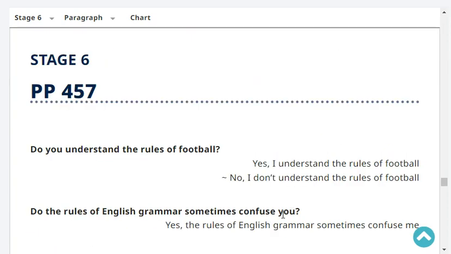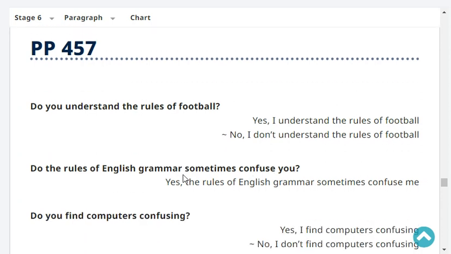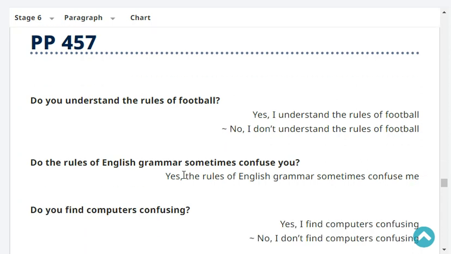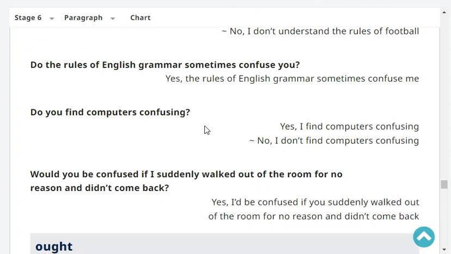Okay, do you understand the rules of football? Yes or no? No, I don't understand the rules of football. Do the rules of English grammar sometimes confuse you? Yes, the rules of English grammar sometimes confuse me.